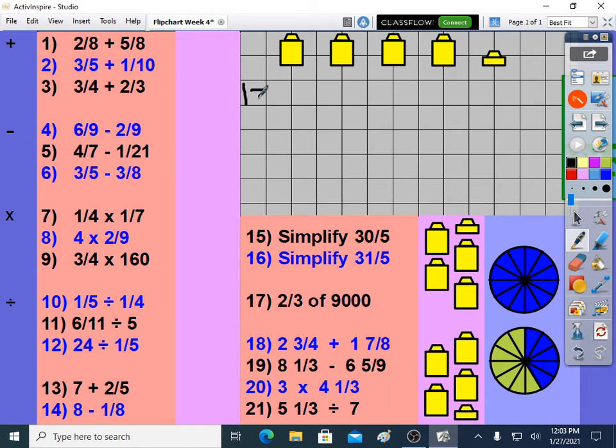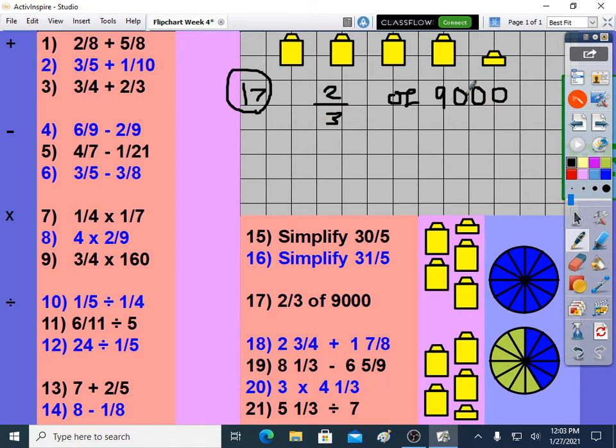2/3 of 9,000. Now, as you know, of means times. So you could do of, or if you prefer, you could do times. I'm going to do of in this case. 2/3 of 9,000. Now, how I would do this is I divide by the bottom and times by the top.